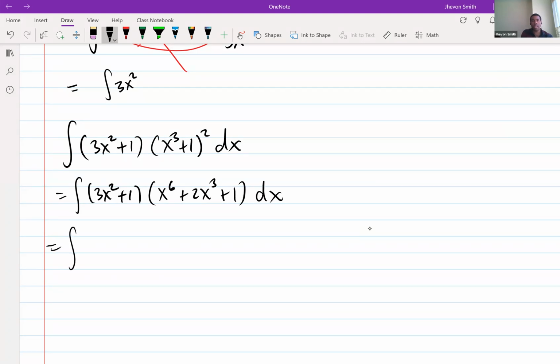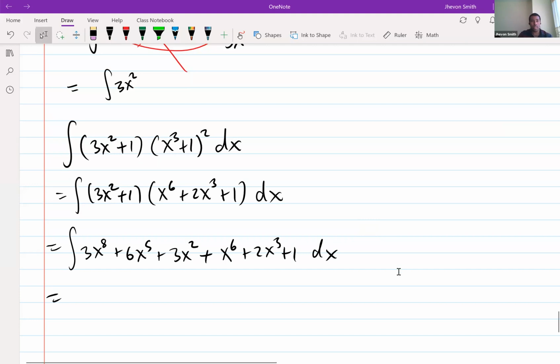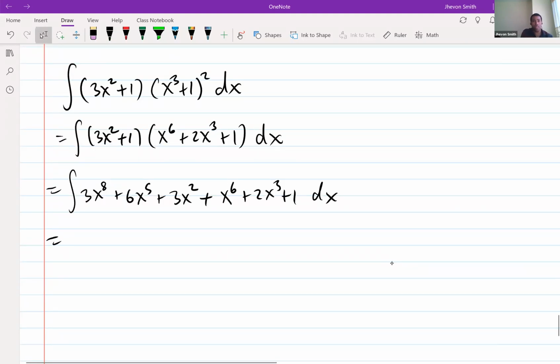Then multiply these guys out. So take the 3x squared, multiply everybody. Get 3x to the 8 plus 6x to the 5th plus 3x squared. Then take the 1, multiply everybody: x to the 6 plus 2x cubed plus 1. And just using the power rule on everybody.